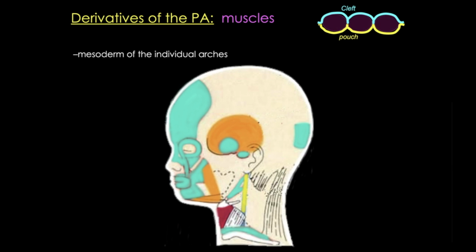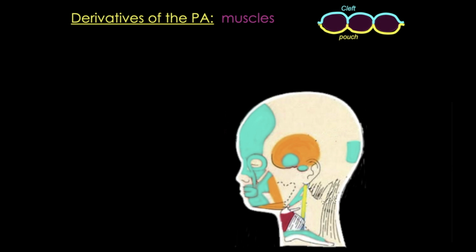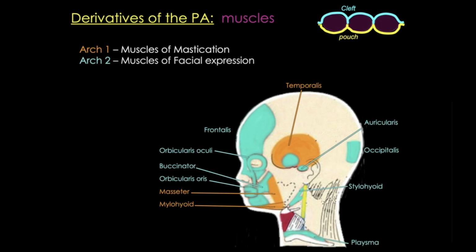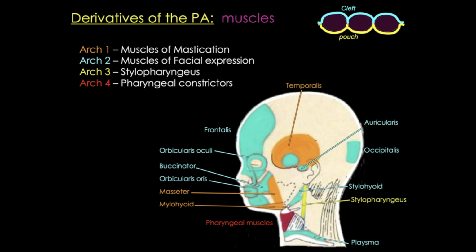Again, let's start with Arch 1, which forms the muscles of mastication, the temporalis, the mylohyoid, and the masseter, along with other muscles. Arch 2 gives rise to the muscles of facial expression, and boy are there a lot of them, including the frontalis, the orbicularis oculi, and the buccinators, as well as the stapedius, the stylohyoid, and the auricular muscles. In contrast, Arch 3 is pretty easy, since it just forms the stylopharyngeus. The fourth arch forms the cricothyroid, the levator palatini, and the pharyngeal constrictors, and Arch 6 forms the laryngeal muscles.